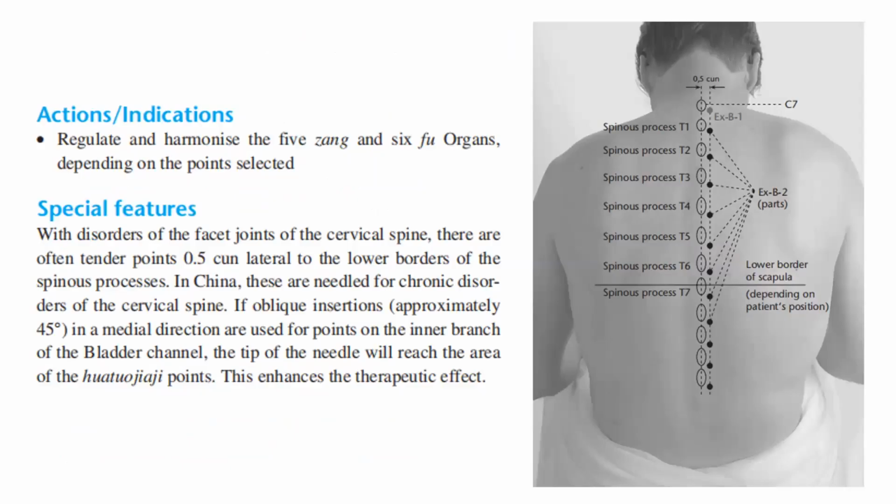Action and indication: regulate and harmonize the five zang and six fu organs, depending on the point selected. Special features: with disorder of the facet joints of the cervical spine, there are often tender points, 0.5 cun lateral to the lower borders of the spinous processes. In China, these are needled for chronic disorders of the cervical spine. Oblique insertion, approximately 45 degrees, in a medial direction is used for points on the inner branch of the bladder channel. The tip of the needle will reach the area of the Huatuojiaji points. This enhances the therapeutic effect.